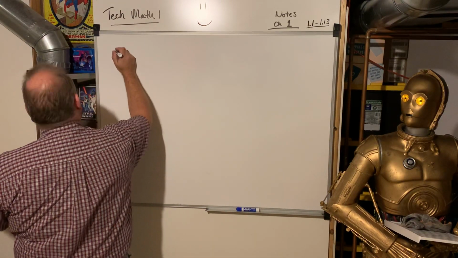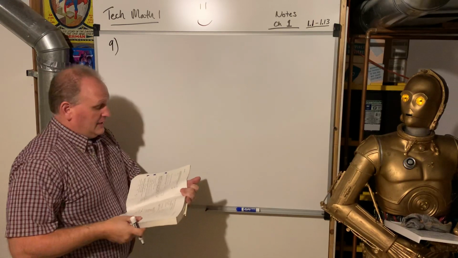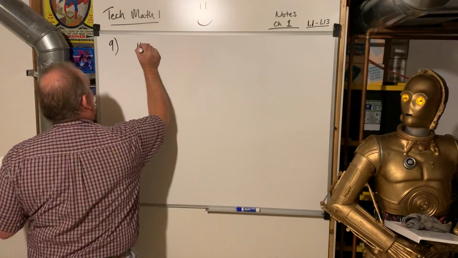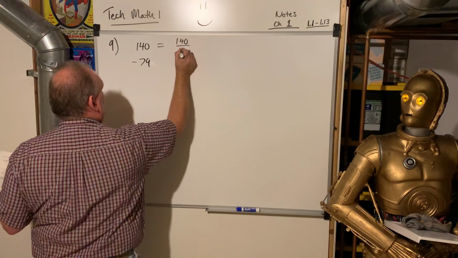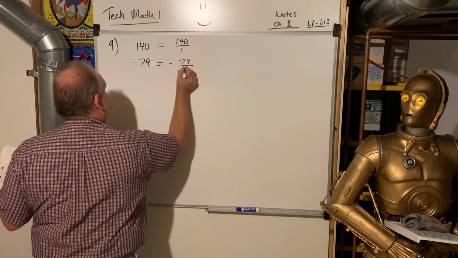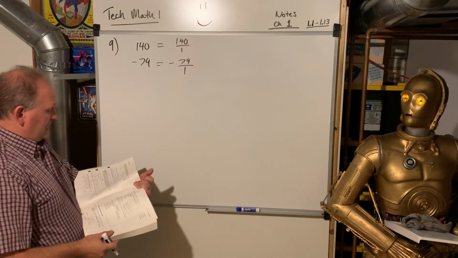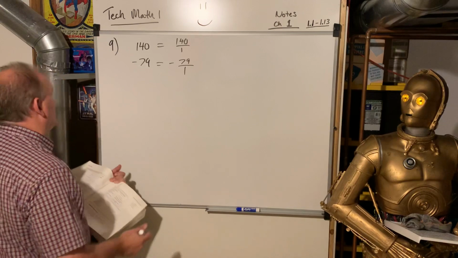So number 9 on page 4 is write 140 as a fraction and write negative 79 as a fraction. So that's 140 over 1. It's negative 79 over 1. All right, number 10, state whether each number is rational or irrational.